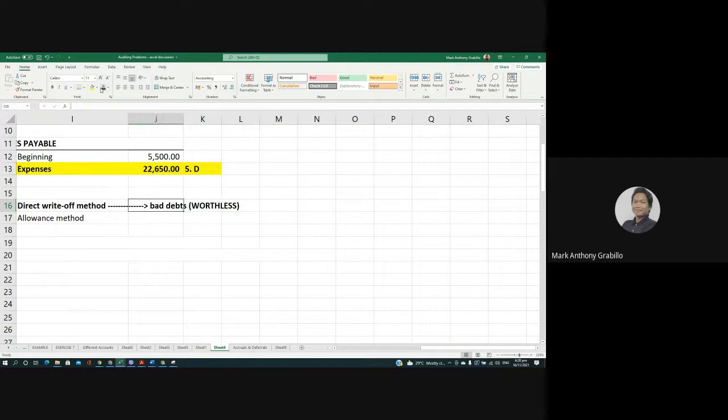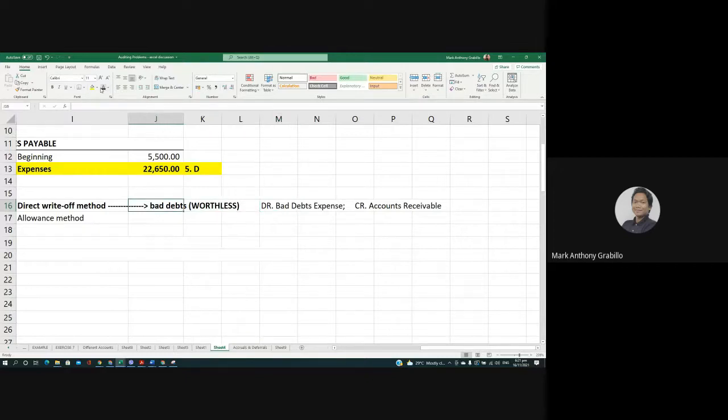Paano po tayo nag-record ng direct write-off? Bad debt expense. Yes, that's correct. Debit, bad debts expense, and then you credit accounts receivable. So from the word itself, direct write-off, ibig sabihin, direktang nira-write off yung worthless accounts doon sa accounts receivable. We only recognize bad debts expense here if it is proven to be worthless.